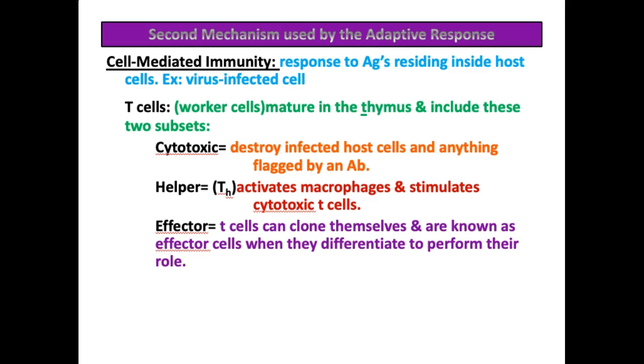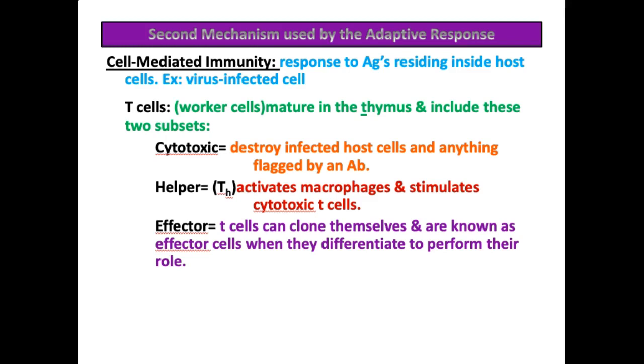So the effector cells are T cells that can clone themselves and are known as effectors when they differentiate to perform their specific role. So just like the B cells, if the helper T cell recognizes something foreign, it can clone itself to create more T cells that know what that antigen looks like, and then they can affect more killer T cells, affect more macrophages, so to speak.